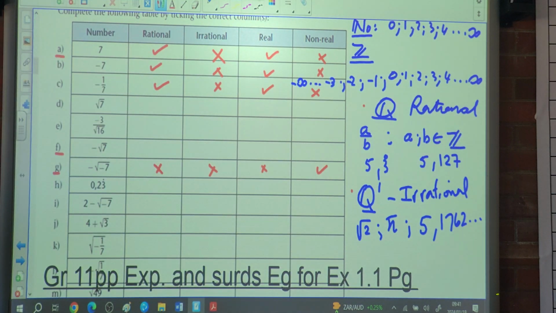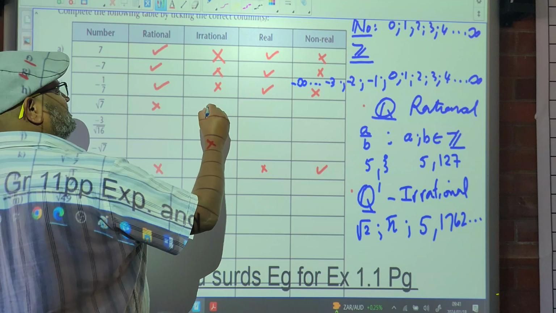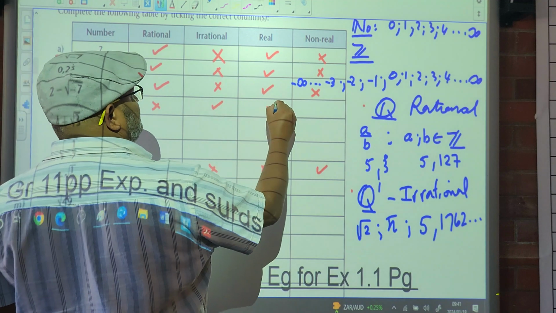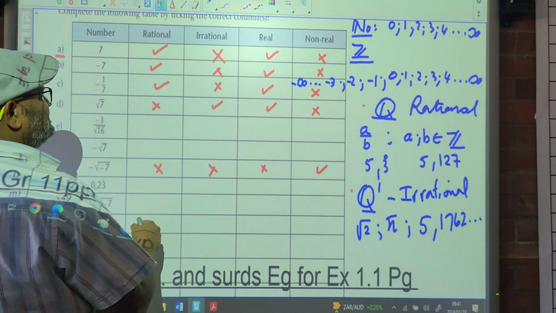The square root of 7. It's a surd. Is it rational? No. Irrational? Yes. Real? Non-real? No. Can't be real and non-real at the same time.